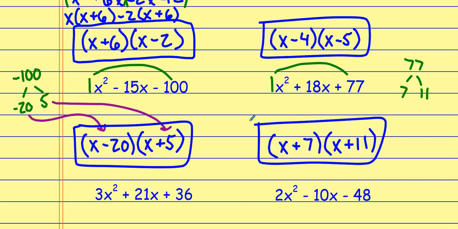All right. And once again, if you split up that 18 into the 7x and the 11x and factor by grouping, you will get the same answer. You do not have to use this shortcut. Okay.